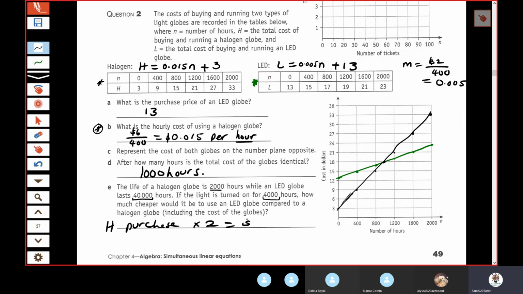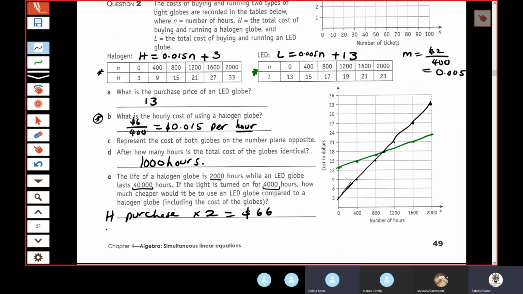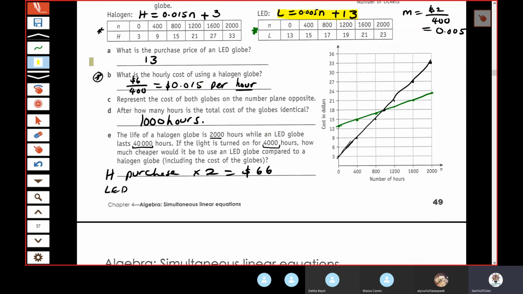So it's going to cost me $66. Do we understand that? Yeah. But with the LED, I don't need to purchase another one because it can keep going for 40,000 hours. So all I need to work out is how much does it cost me for 4,000? And that's where this equation is going to come in handy. So don't think our work goes for nothing. It will come in handy. It will come into play.